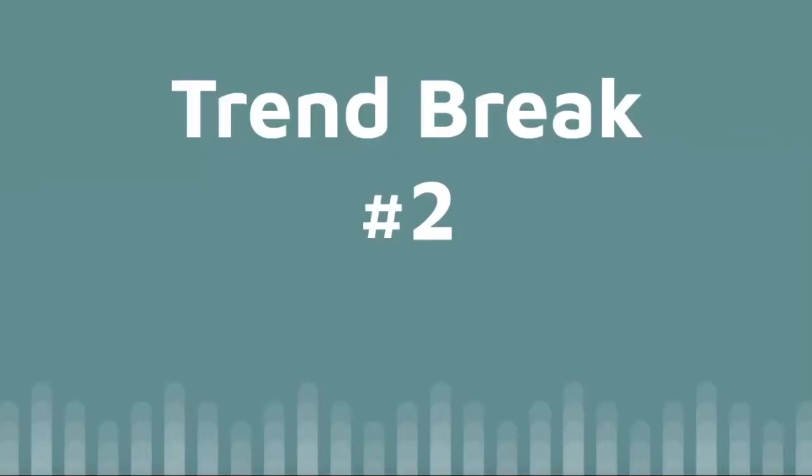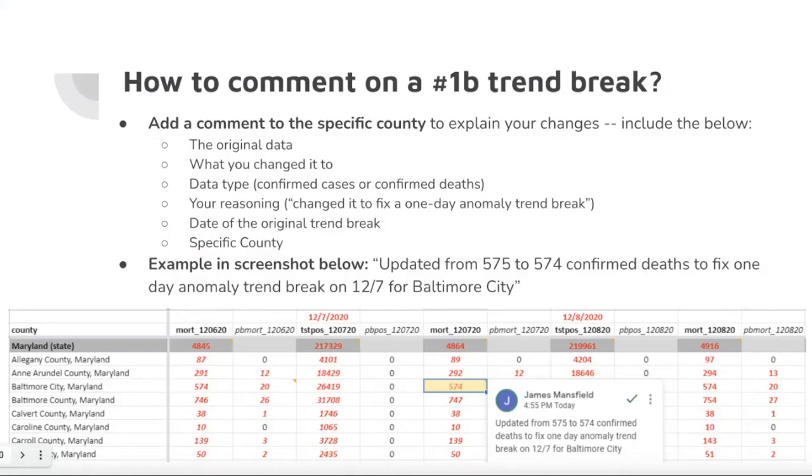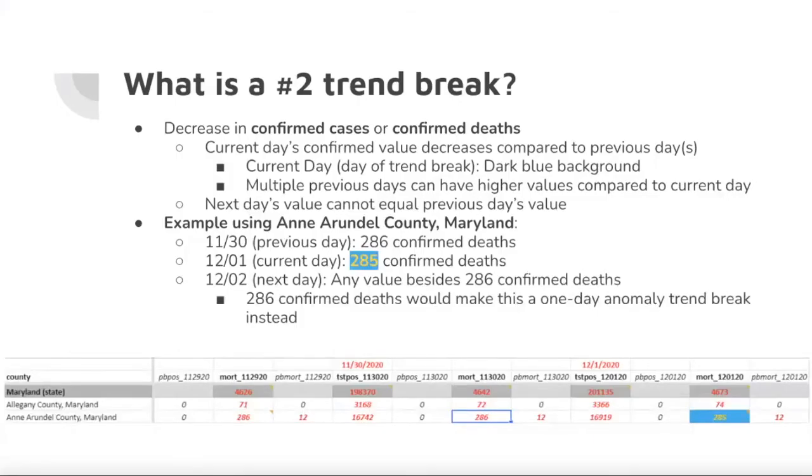Trend break number 2. What is a number 2 trend break? So this is when there is a decrease in confirmed cases or confirmed deaths. These will be noted with a dark blue highlight, and they will look different than the one-day anomalies, which are the cyan highlight, as seen here. The dark blue highlighting can just be on the confirmed cases and deaths or also on the probable cases and deaths. The key thing to note is that it's the confirmed values decreasing, which causes trend break number 2.